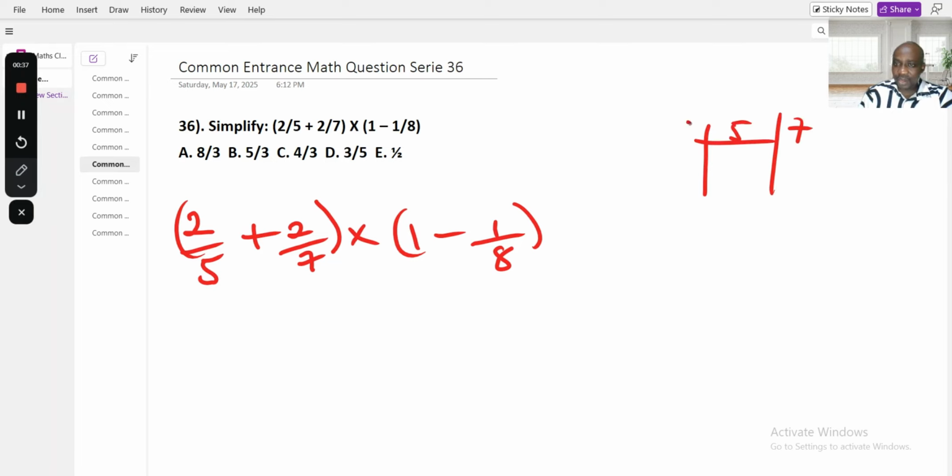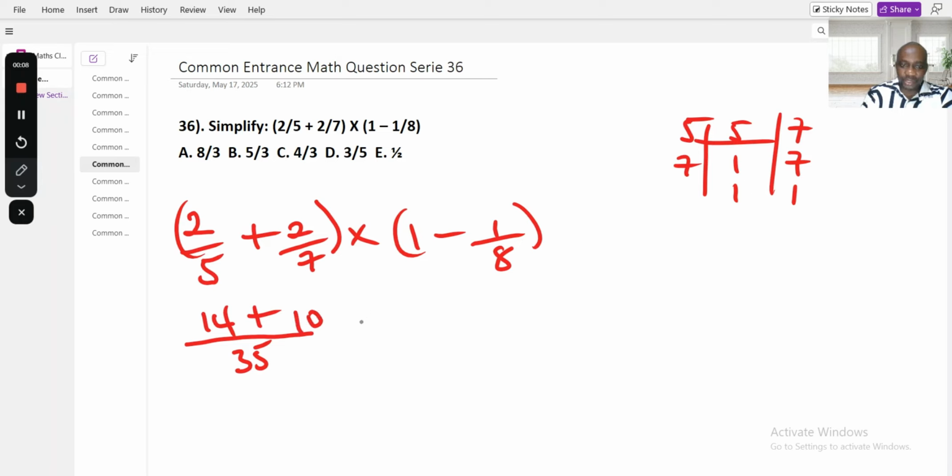What can go into 5? 5 here, 1. 7, what can go into 7? 7 here, 1. So 5 times 7 is 35. The LCM will be 35. Just draw the line, 35. How many 5 can we see in 35? We can see 7. 7 times 2 at the top here, that's 14. How many 7 can we see in 35? 5. 5 times 2 is 10.